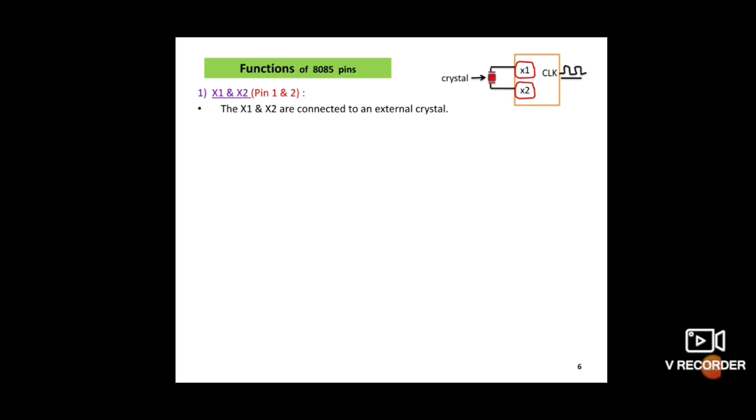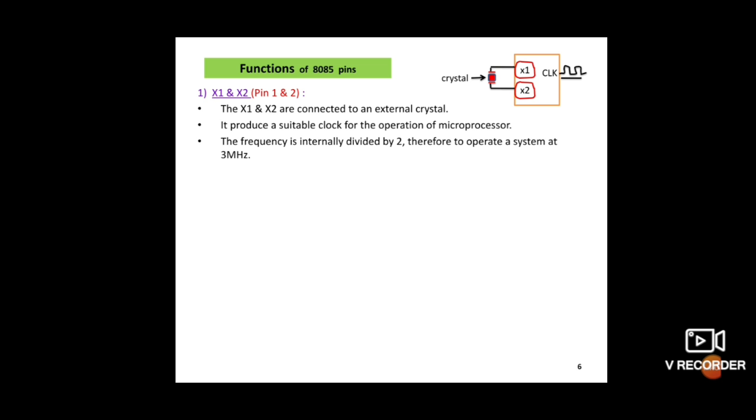Or an RC circuit, RC meaning resistor-capacitor, or an LC network is used, and it generates a clock signal. See in this diagram also, a clock signal is there when an external crystal is connected. It produces a suitable clock for the operation of the microprocessor.